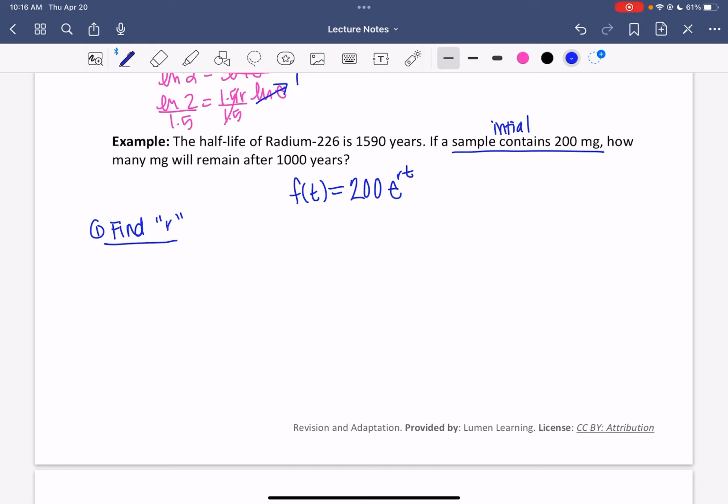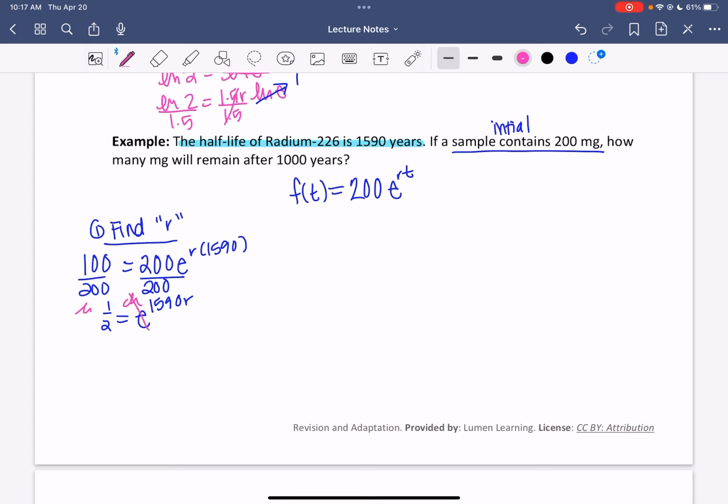rate. And we see that the half-life of radium is 1590. So that means if I start with 200, I'll have half of that, which is 100, after 1,590 years. So you can see the setup is the same as the previous example. So again, I'm going to solve for r. So I'll divide by 200 on both sides. I get 1/2 equal to e to the 1590r.